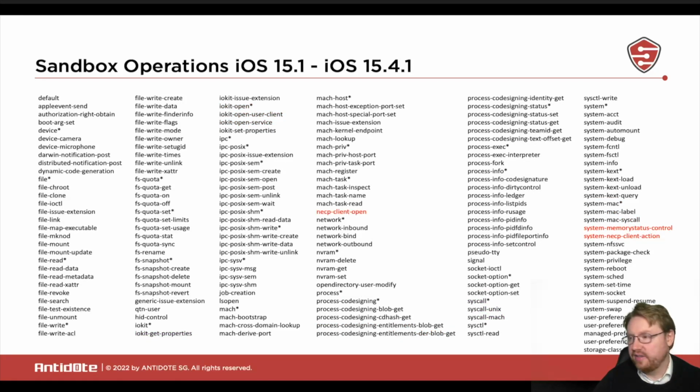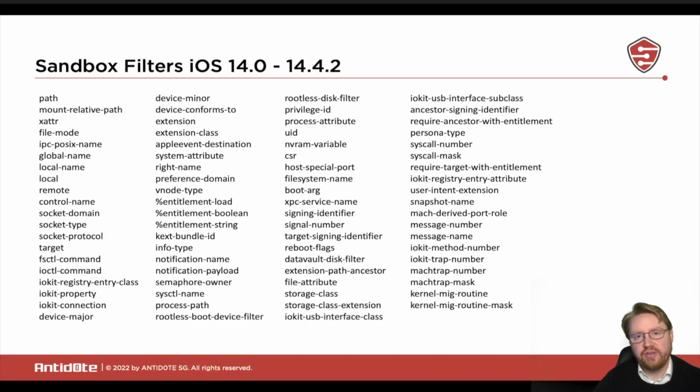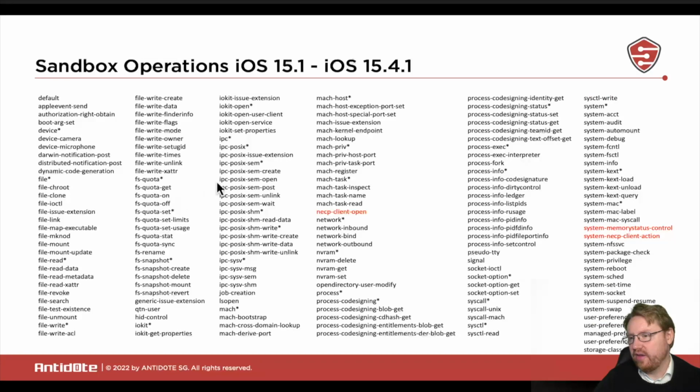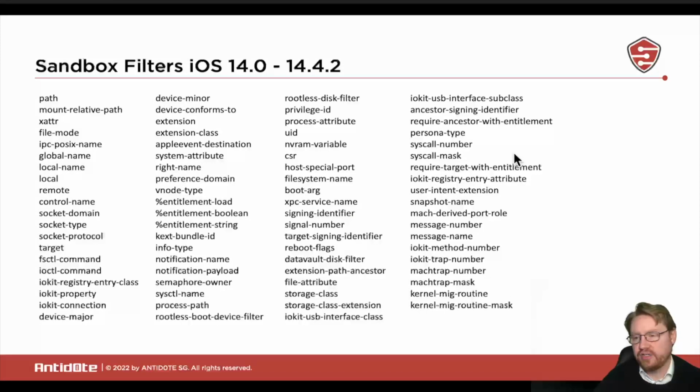Yeah, and here you can see there's more stuff, but this is usually stuff you will not see so often. Okay, so that was the operation, but there's also a list of filters that you can apply to each of these operations. And usually the filter is somehow connected to some of the operations, like for example, the fcntl command filter is likely used together with the sysfsctl system fsctl operation and so on.